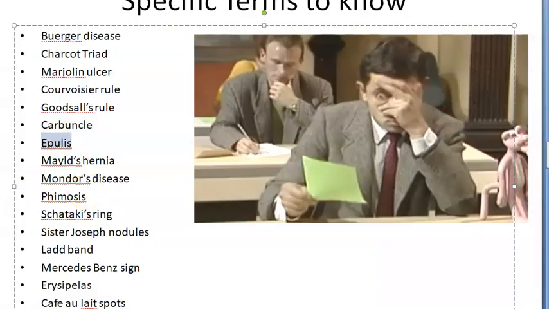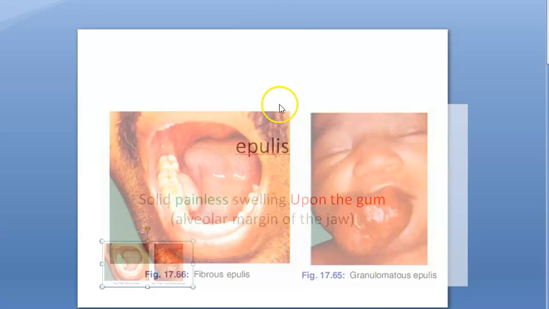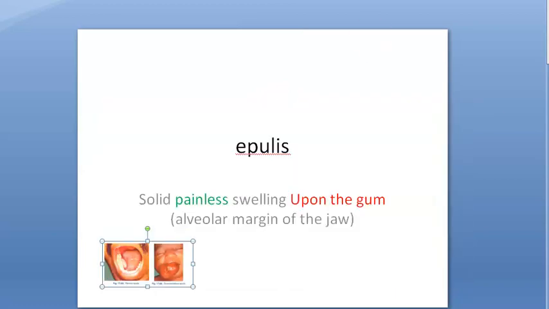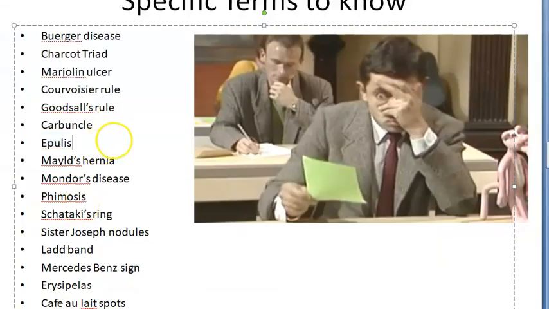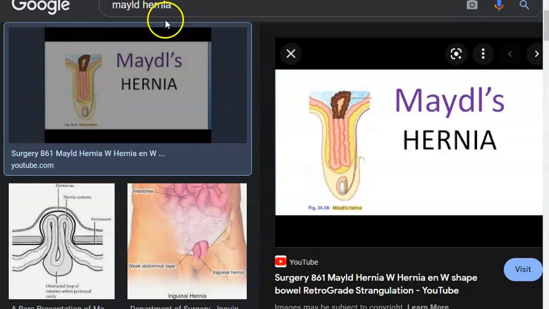What is epulis? Remember, okay, painless swelling upon the gum. Okay, remember epulis. Please write. Epulis means gums. Okay, you remember it as gums. Okay, gums means where, in the mouth. Yeah. Maidl's hernia means what? The W. In Google, if you search Maydl's hernia, you will get our video only. See this W, and you can see the strangulated part is there inside.